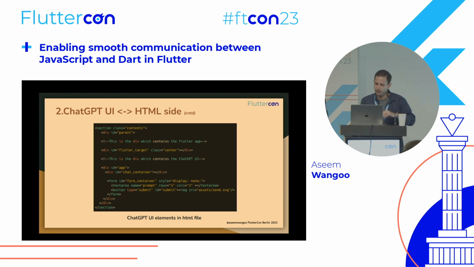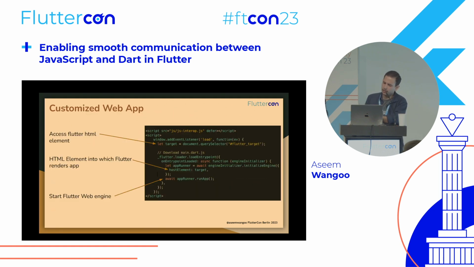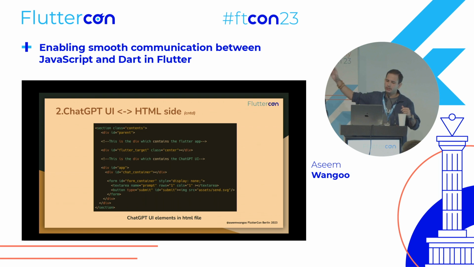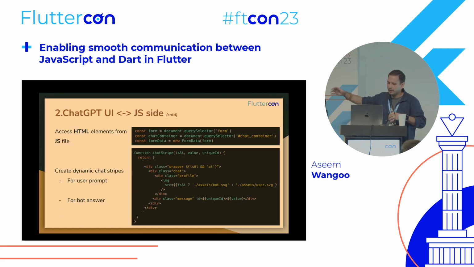The HTML side is fairly simple. So this target, which is the host element, we have this hashtag flutter_target, so that is basically defined here. We have two divs. The left-hand side div is the parent, which comprises the Flutter web, and on the right-hand side is the ChatGPT UI enclosed in the Flutter target. Internally we would use some fields as well, like app and chat container. Simple HTML, nothing else.